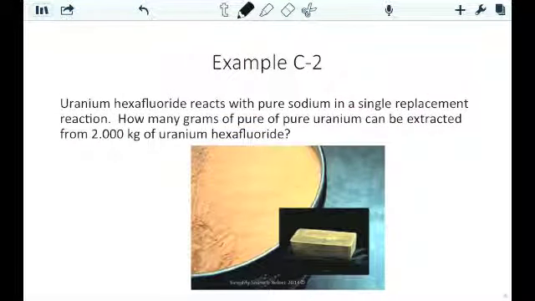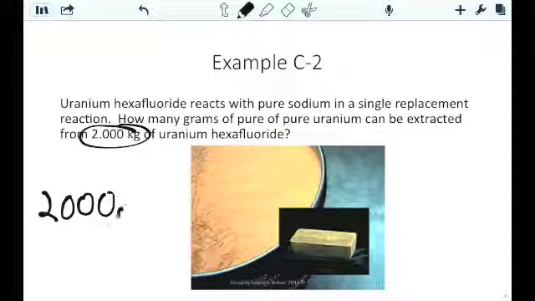All right, let's move on to our next problem. It says that uranium hexafluoride reacts with pure sodium in a single replacement reaction. How many grams of pure uranium can be extracted from 2 kilograms of uranium hexafluoride? So a little bit of trick here. We see that we're starting with 2 kilograms, which we need to go ahead and convert into grams. So that would just be our 2,000 grams of uranium hexafluoride.